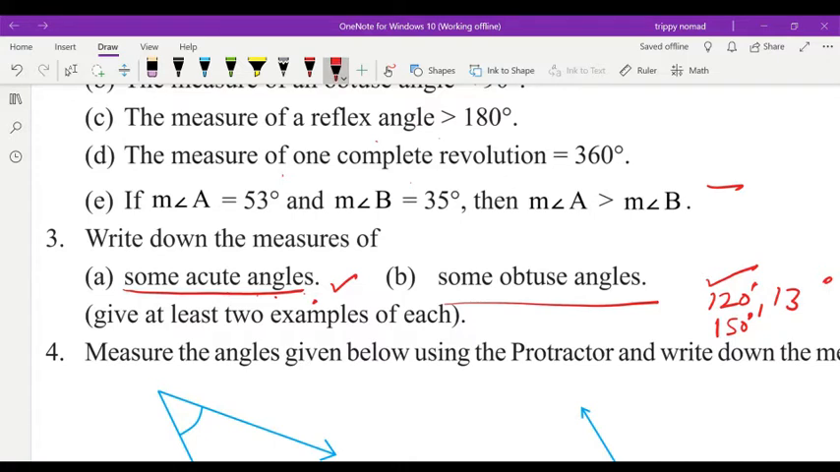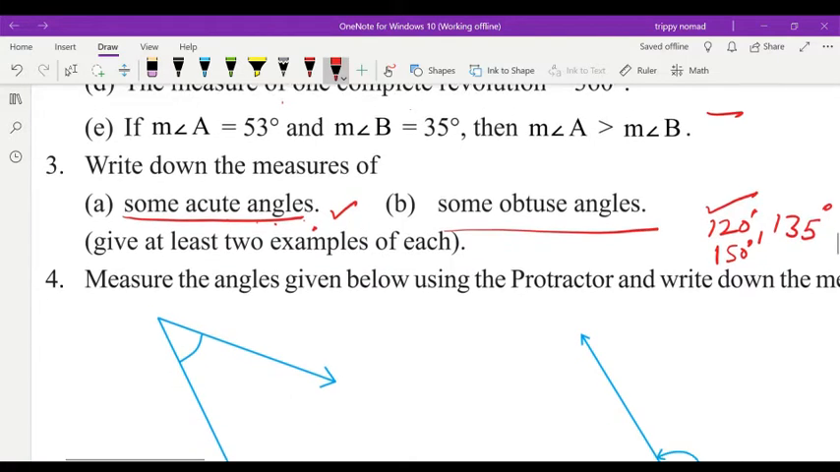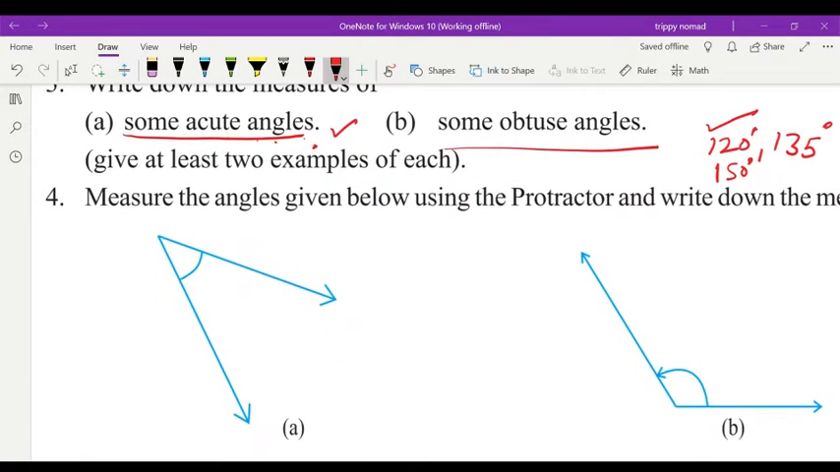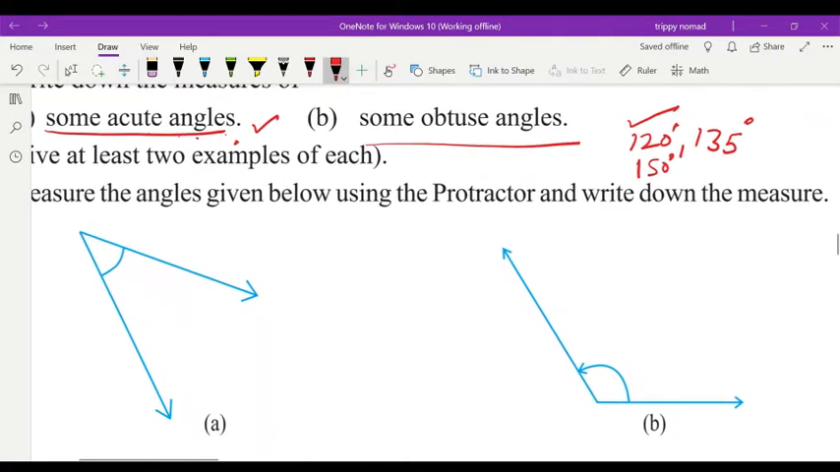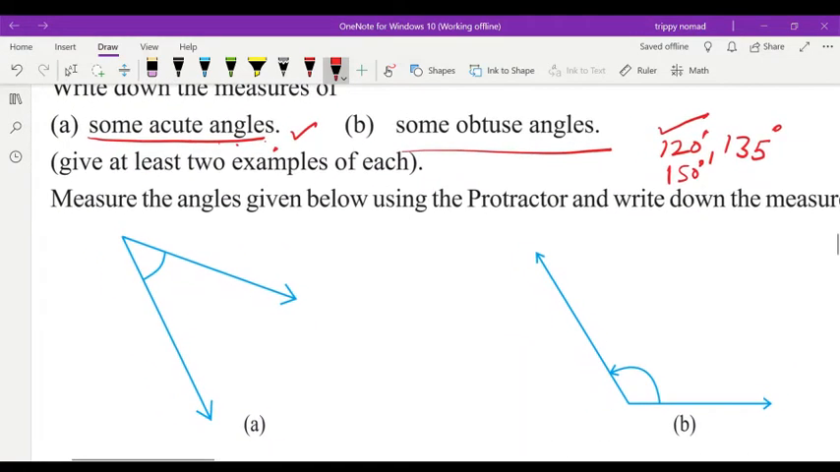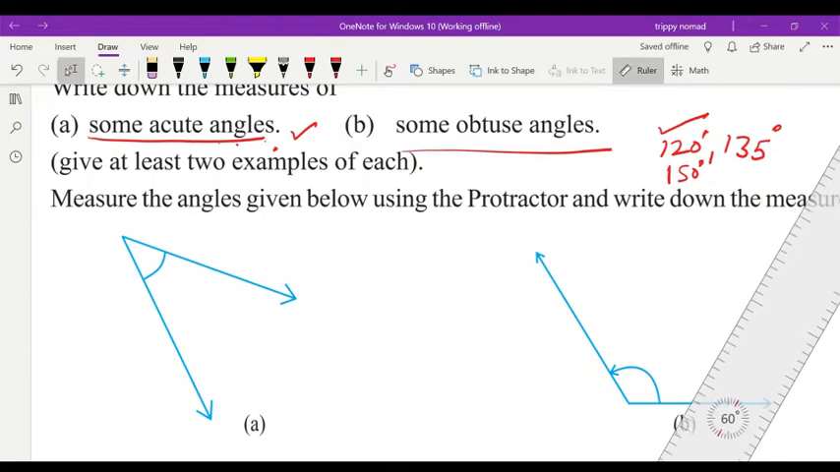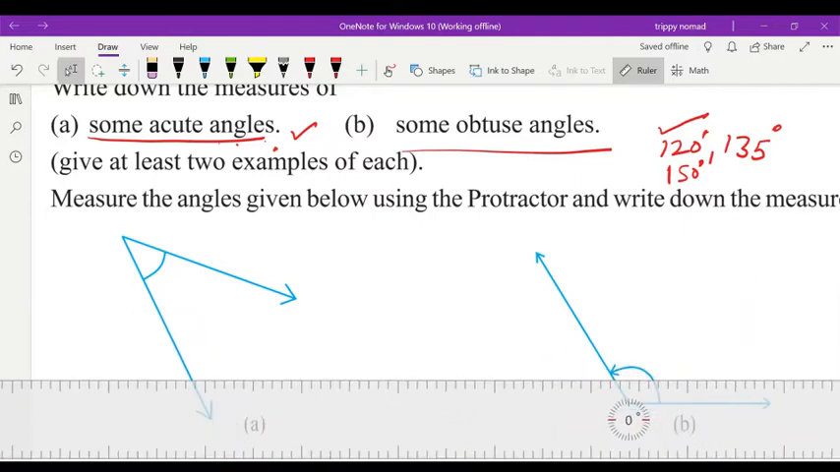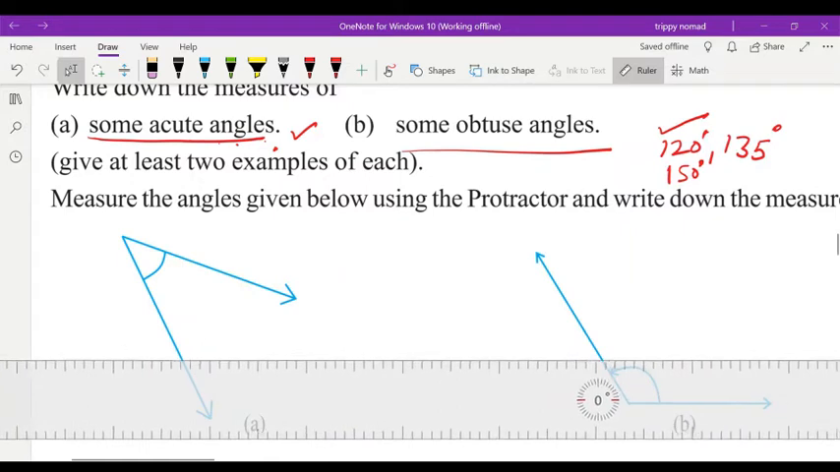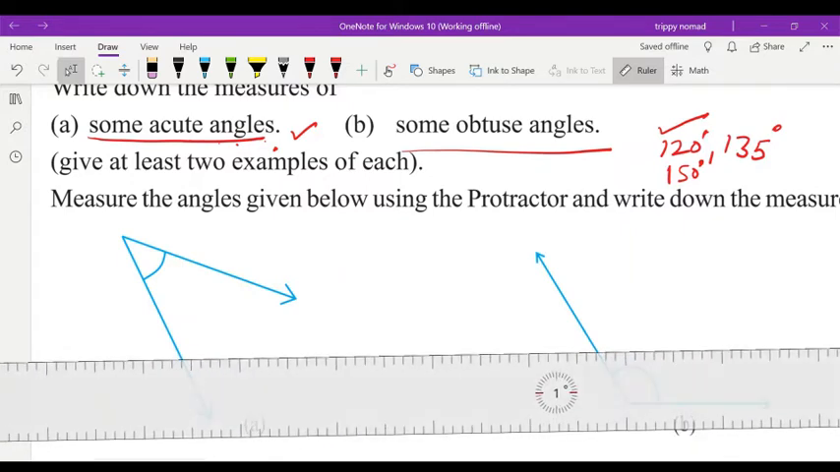I hope you understood now. Next one, measure the angle given below using protractor and write down the measure. That already I taught you, but let us try. I taught you how to find out the measure of an angle. Here, children, suppose I have kept here one scale.